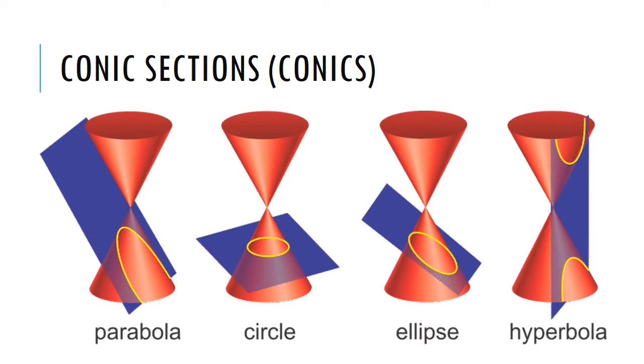When you pass a plane parallel to the side of the cone, a parabola is formed, which can be seen in the leftmost figure. When you pass a plane perpendicular to the axis of the cones or parallel to the bases of the cones, a circle is formed. When you pass a plane at an angle, or a plane that is not parallel to the sides nor perpendicular to the axis, an ellipse is formed. And when you pass a plane parallel to the axis of the cones, thus intersecting the cones simultaneously, a hyperbola is formed.